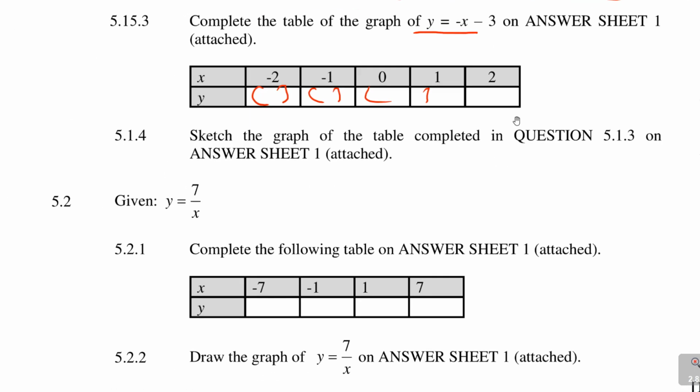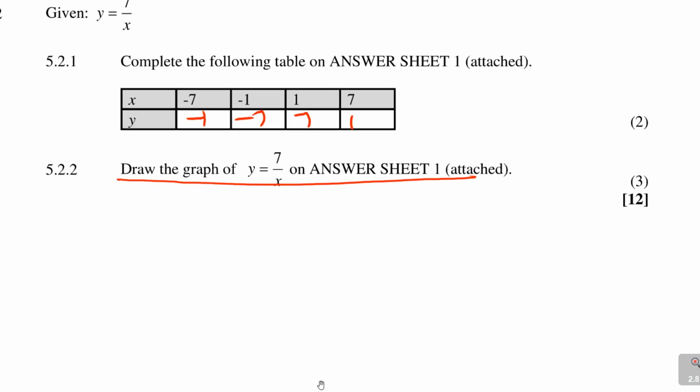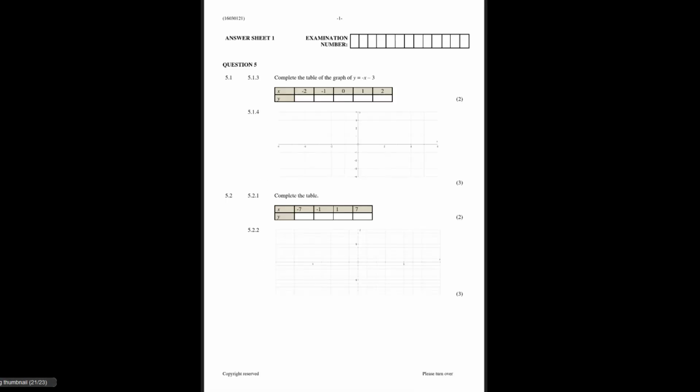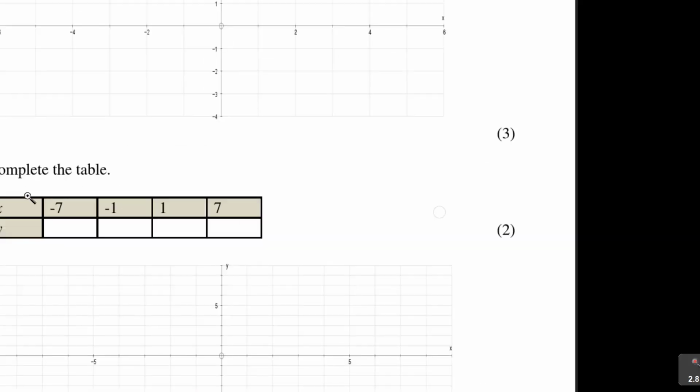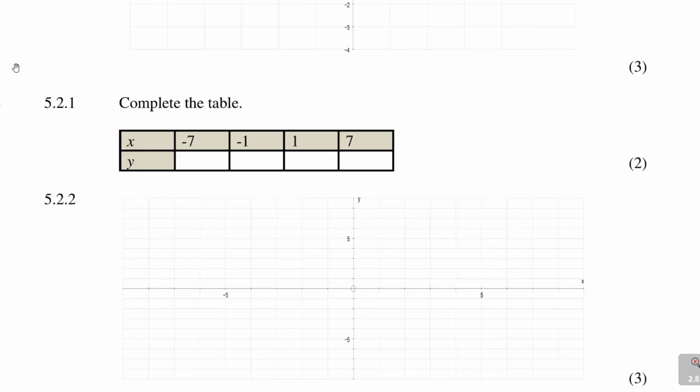All right. And then secondly, even this one, they're saying given y is equal to 7 over x, complete the table. I mean, it's simpler, this one. If it's minus 7, there is minus 1. If it's minus 1, it's minus 7. If it's 1, it's 7. If it's 7, it's 1. I think it's also basic there. And then draw the graph on the answer sheet attached. So it's a matter of, I think there was an answer sheet they gave here. Oh, yeah, this one. I think if I remember, minus 7 here, because it was y is equal to 7 over x.